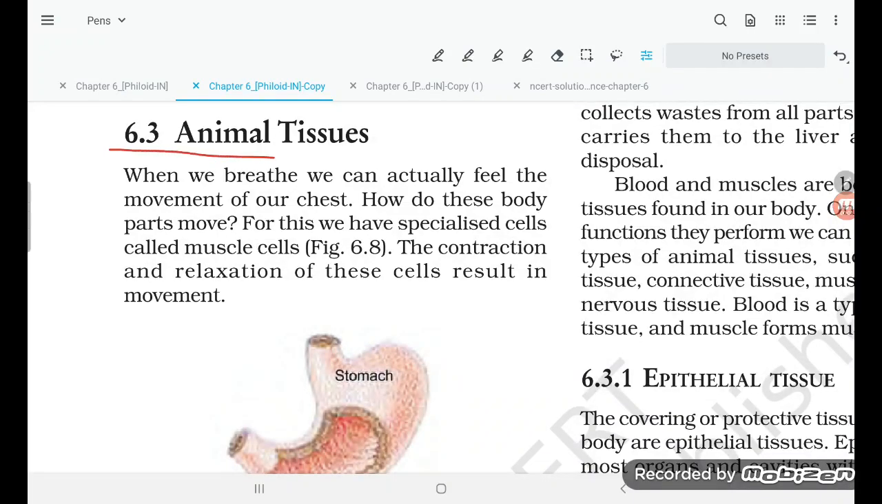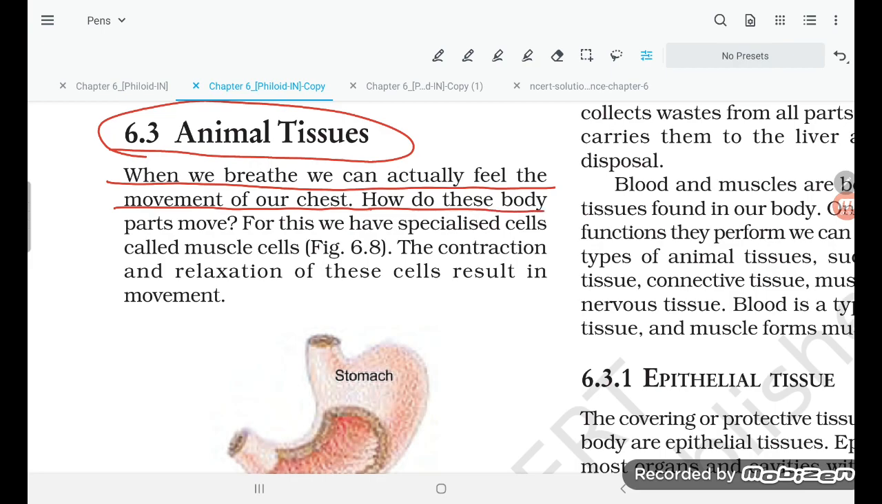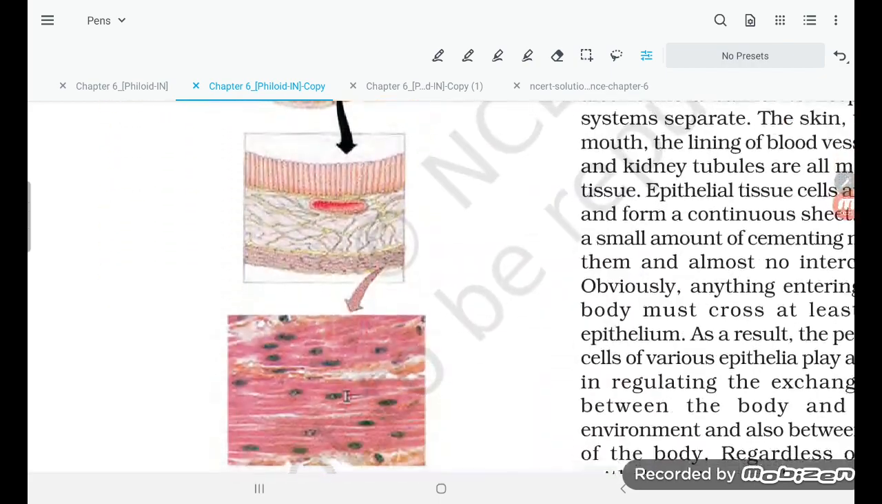Hello students, let's try to understand animal tissue. When we breathe, we can actually feel the movement of our chest. How do these body parts move? For this, we have specialized cells called muscle cells. The contraction and relaxation of these cells result in the movement.